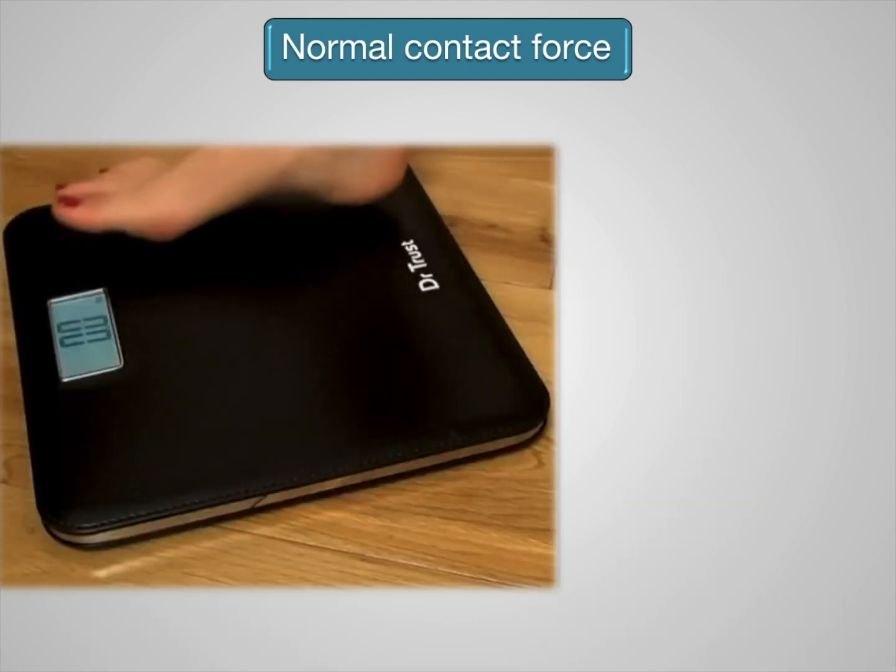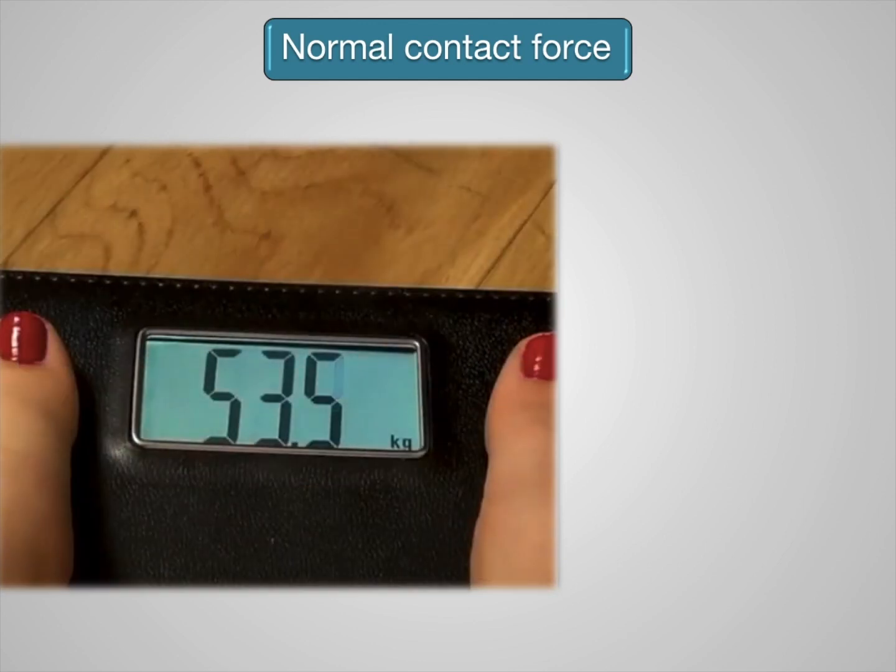Normal contact force is one of the most misunderstood forces. For example, when you are on a weighing machine, do you think the weighing machine can measure your mass? Is it showing actual mass? For example, if you are jumping onto the weighing machine, will it show the same reading? No, it will show a higher reading. Does that mean your weight has increased when you jump on the weighing machine?